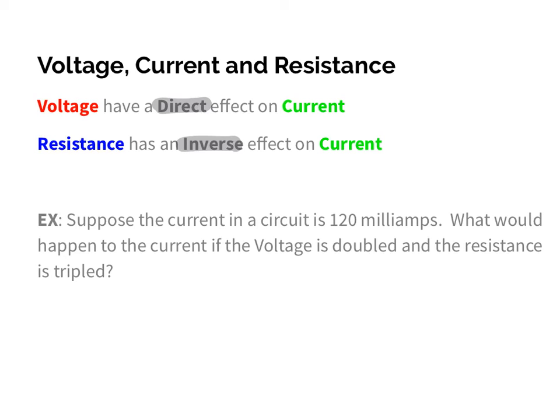So let's just say that I had, in this case, 120 milliamps of current, okay? What would happen to this current if I were to double the voltage and I were to triple the resistance? What would that do? So understanding the variables, here's what I know. If I have 120 milliamps, so just write it as mA.